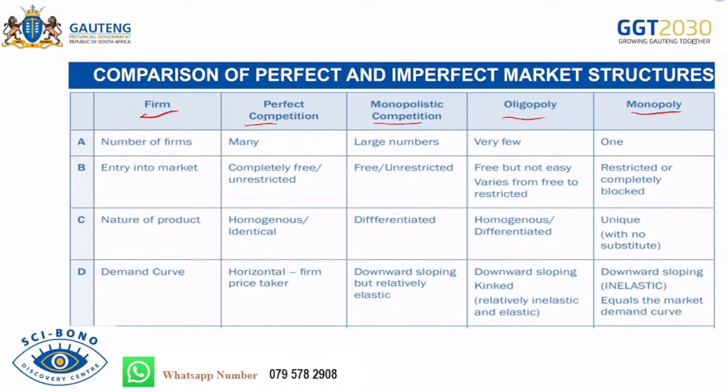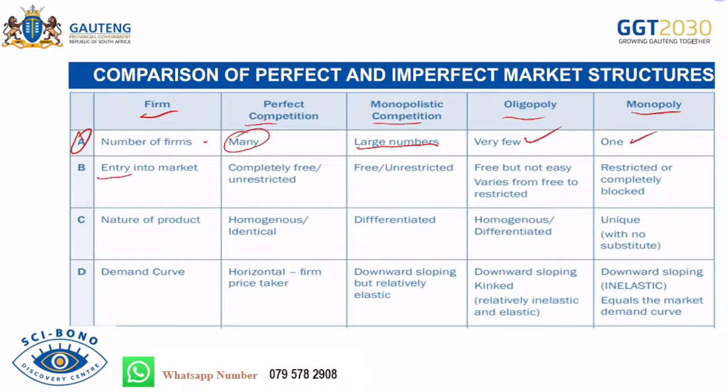So in the first point, we have the number of firms. How many firms do we have under the perfect market? We have many firms. And then how many firms do we have in the monopolistic? We also have many firms, or large competitors. And then in oligopoly, we have a few large firms. Under monopoly, there is one firm.